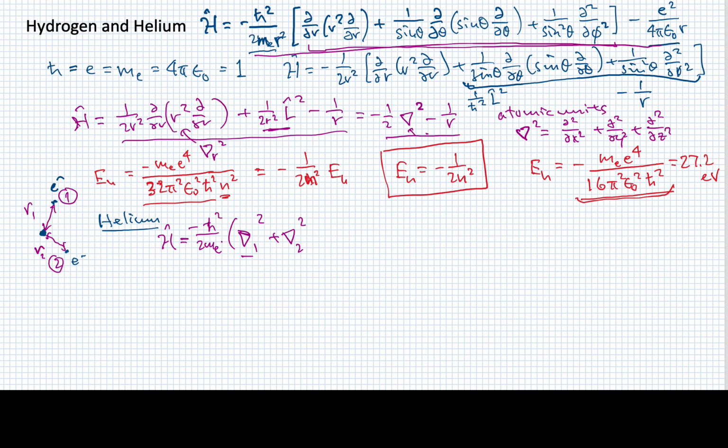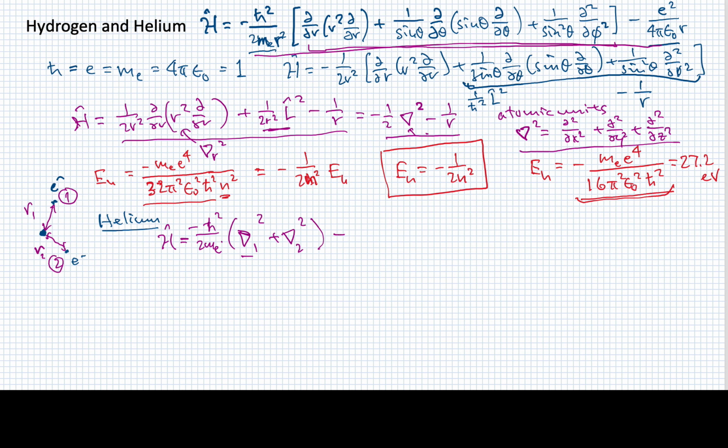Okay, all I've done here is take my expression for the Laplacian, and now I've got twice as many coordinates. I've got x, y, and z for electron 1, x, y, and z for electron 2. I just use these subscripts on the Laplacian to indicate those kinetic energy operators.